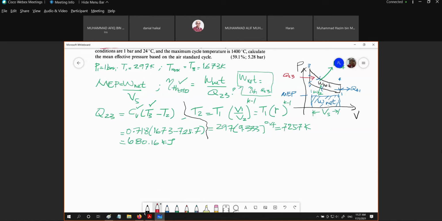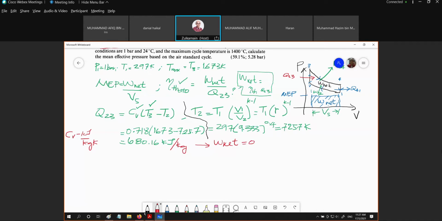Kilojoule or kilojoule per kilogram? Kilojoule per kilogram, because the CV is in kilojoule over kilogram Kelvin. So you must have kilojoule over kilogram. And then from here, you will get your W net. What is the W net? The W net is thermal efficiency multiplied by the Q23.